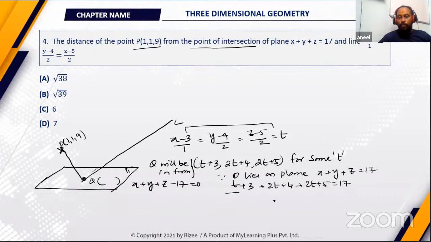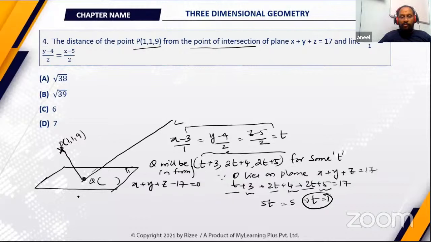t, 2t, 2t, it is 5t. 3 plus 4, 7 plus 5, 12. Coming on to the other side gives me 5. So t is equal to 1. With t equal to 1, the point Q would become 1 plus 3, 4, 2 plus 4, 6, and 2 plus 5, 7.